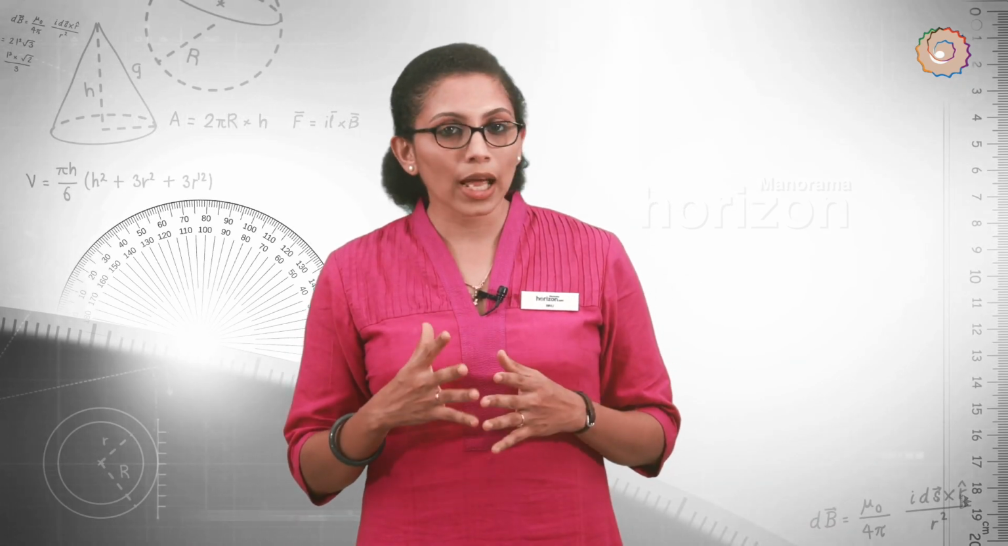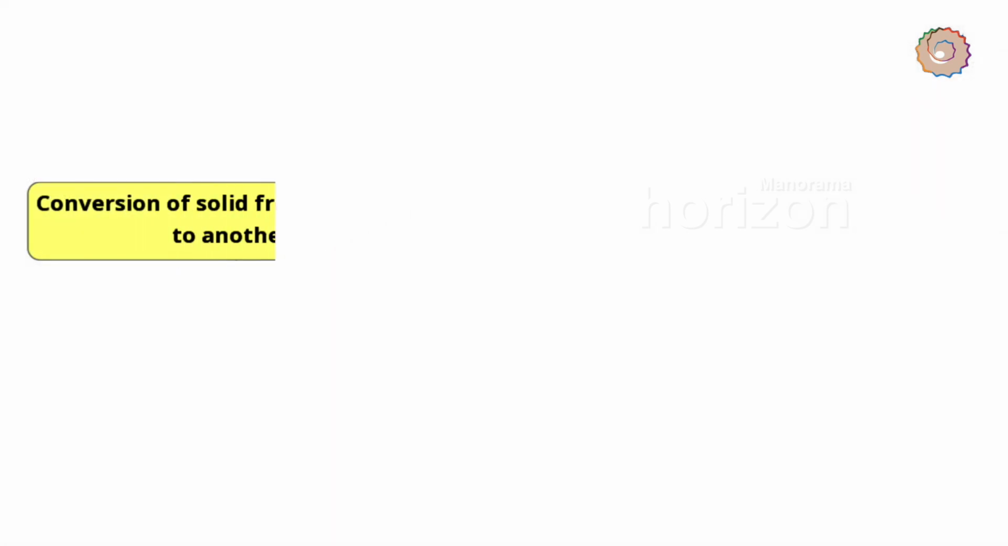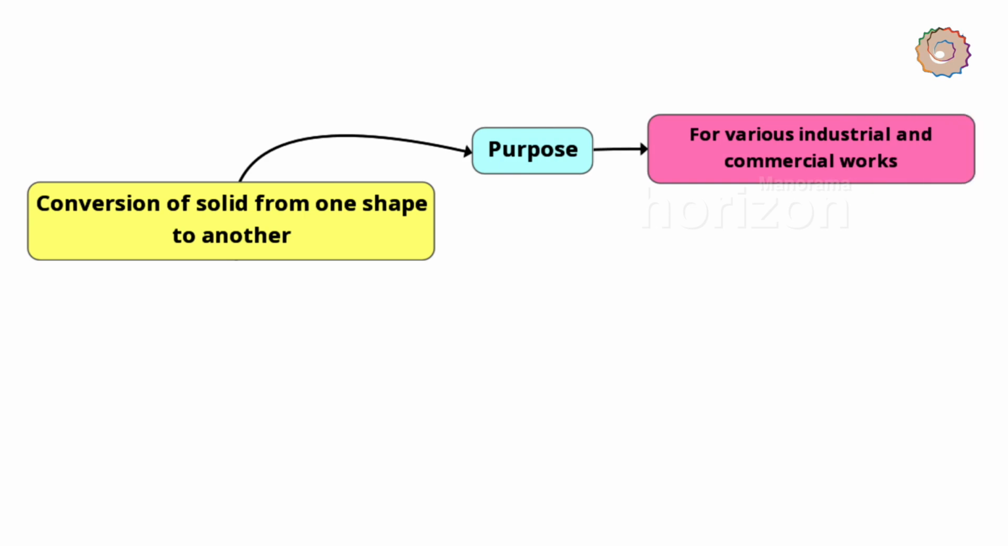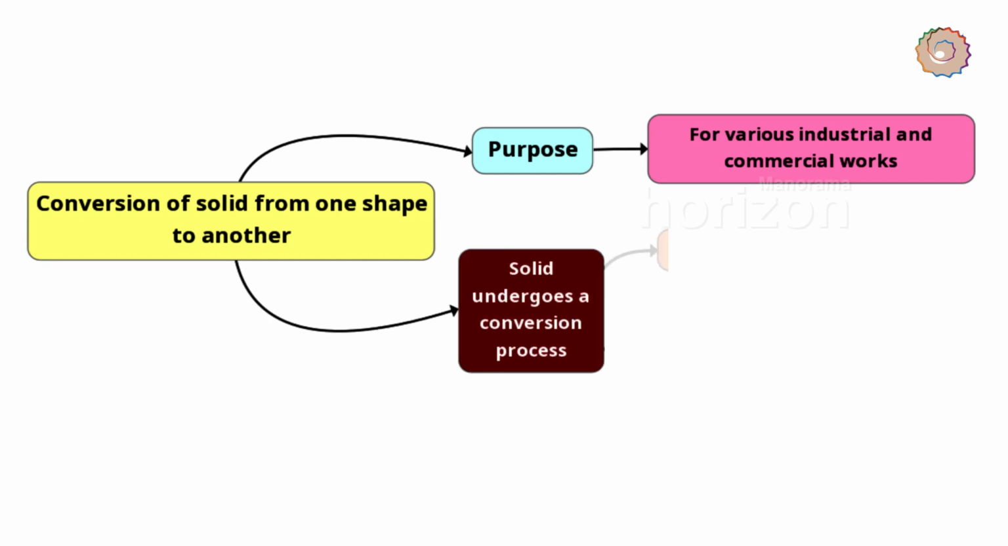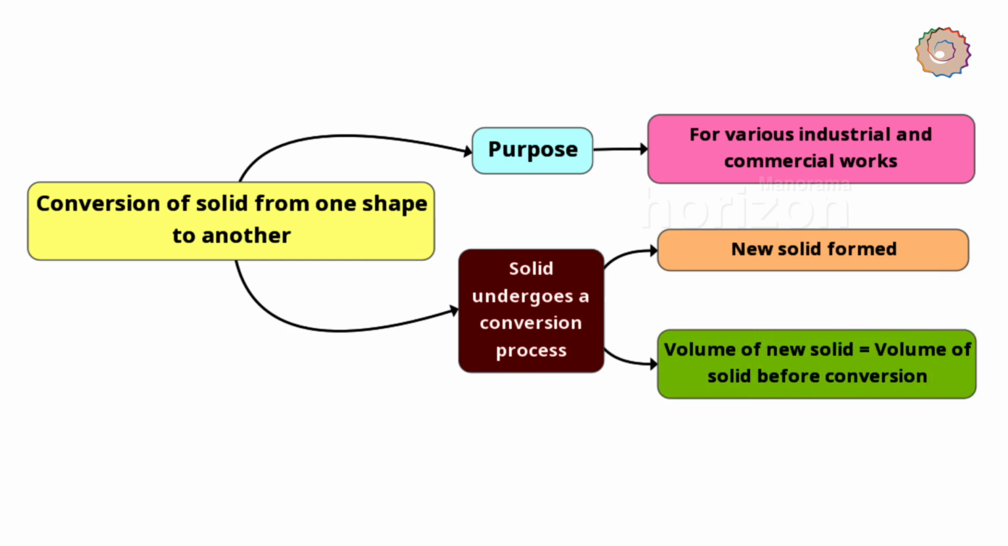Now, let's have a recap of what we have learned. We were discussing conversion of solid from one shape to another. Conversion of solid from one shape to another is required for various purposes. The very prime need of converting a solid comes from many industrial and commercial works. While doing such a conversion process, we have seen that a new solid is formed and the volume of the new product will be the same as the volume of the solid before conversion.